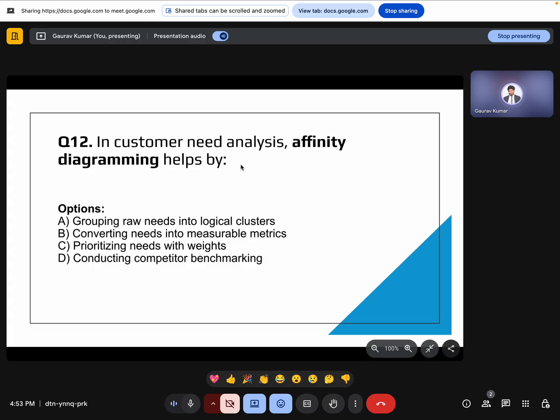In customer need analysis, how does an affinity diagram help? By grouping raw needs into logical clusters, converting needs into measurable metrics, prioritizing needs with weights, or conducting competitor benchmarking.